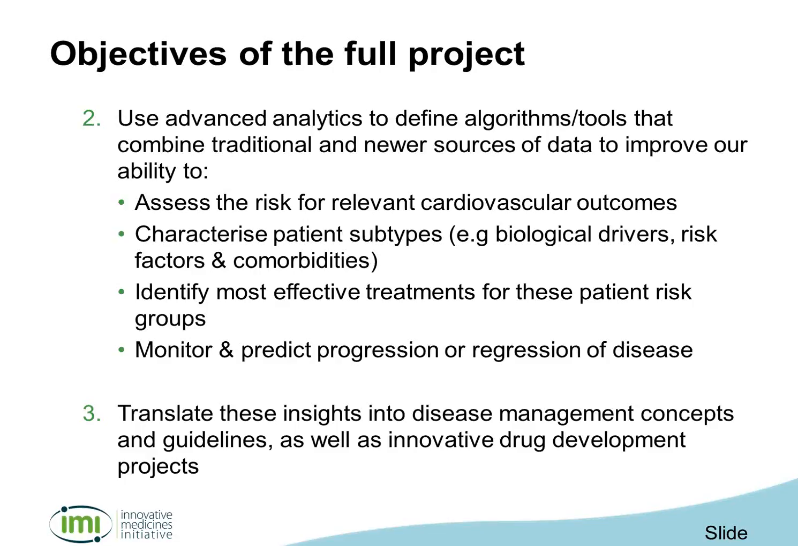And what are we going to do with the data? Well, we want to assess the risk for relevance for the defined cardiovascular outcomes that we defined under Objective 1. And we want to characterize patient subtypes, for example, by biological drivers, risk factors, comorbidities. So this could be done through stratified analysis, of course, but also through more advanced genomic, proteomic analysis. And this is to identify the most effective treatments for these patient groups. And finally, to monitor and predict disease progression.